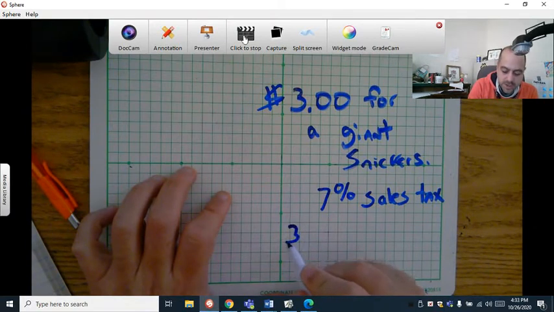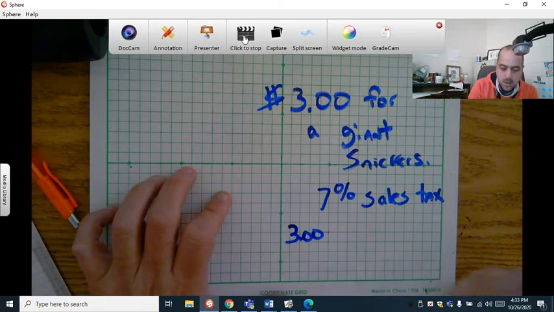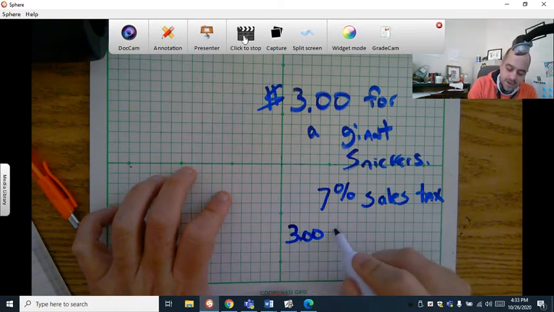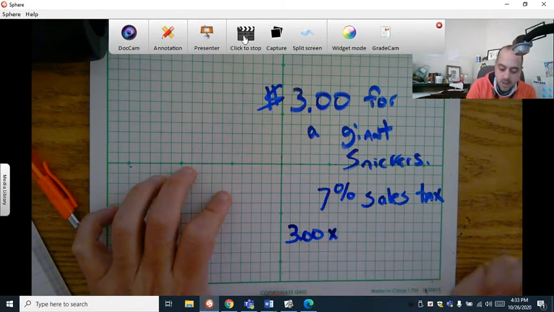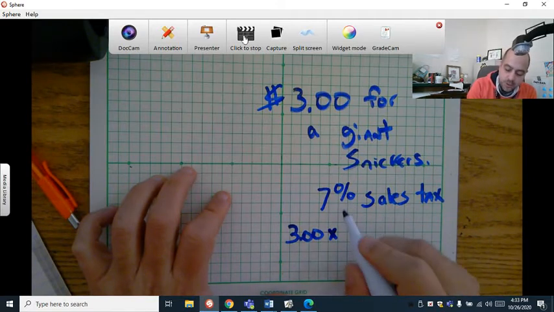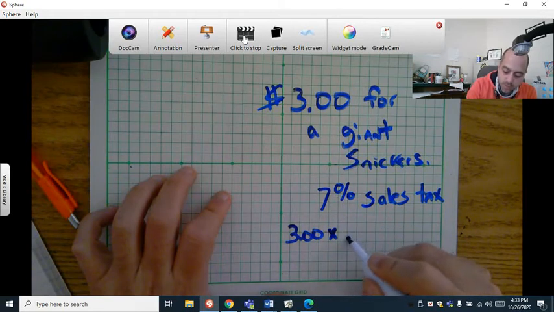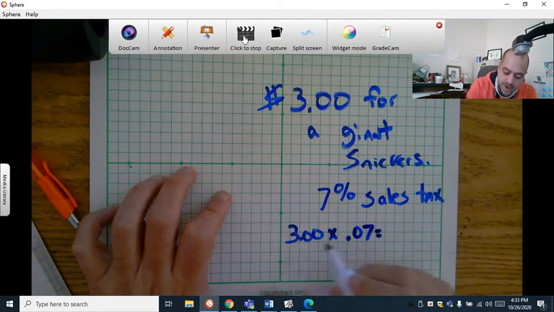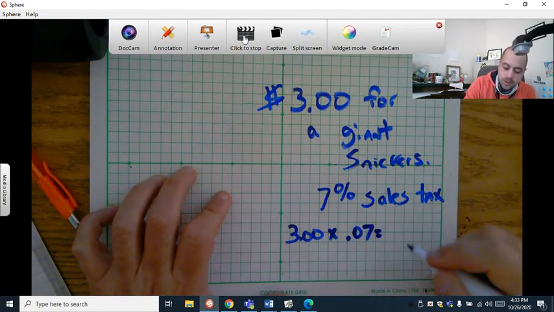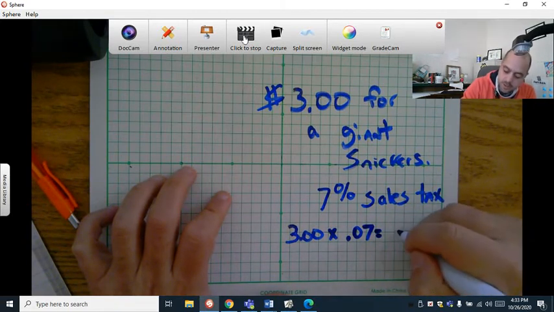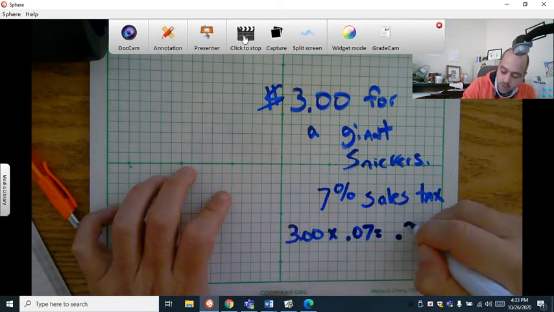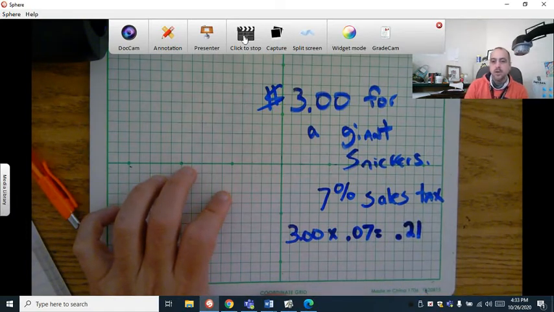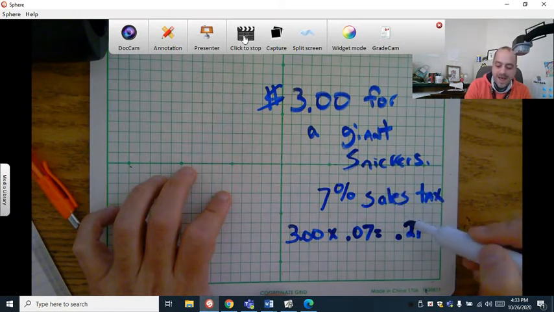So we have $3, and then you're going to say $3 times 7%. Since we're not going to use a calculator, we're not going to put the percent symbol in. We're going to change this to a decimal number. 0.07 is the same as 7%. If you do $3 times 0.07, spoiler alert, I'll do it for you, it's 21 cents. So the little tax is only 21 cents.